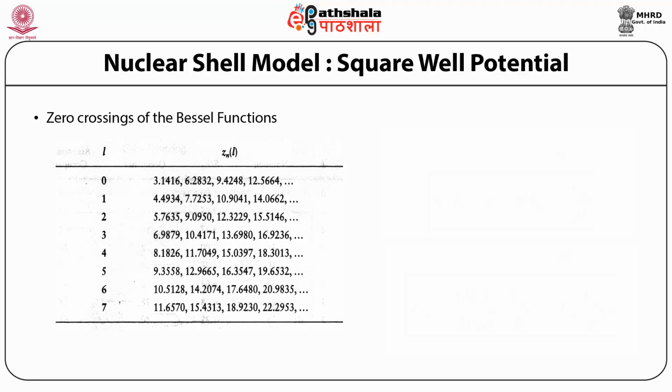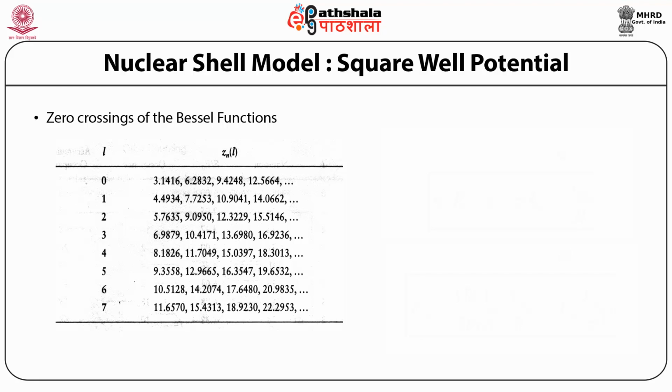Similarly, for L = 1, the J_L(kr) curve crosses the x-axis at 4.4934, 7.7253, 10.9041, 14.0662 and so on. In a similar way, we can see that for various values of L, the J_L(kr) wave function cuts the axis at various places.